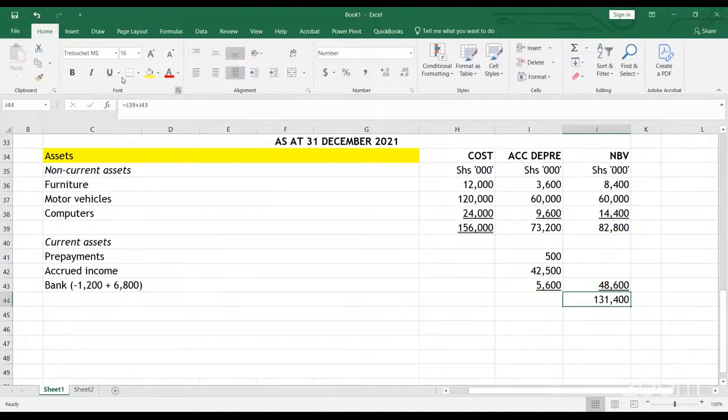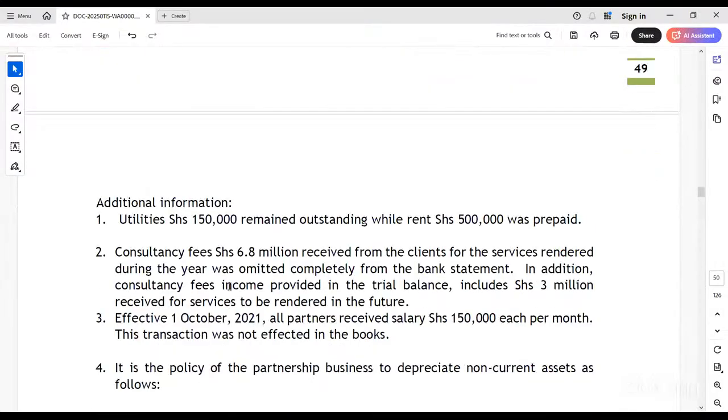Yvonne, you have a question? I'm inquiring about the 3 million. How are we going to treat it under the consultancy fees? We are going to adjust the prepayments. Let me share a screen here. In addition, consultancy fees income provided in the trial balance includes 3 million received for services to be rendered in the future. So 3 million is a prepayment.